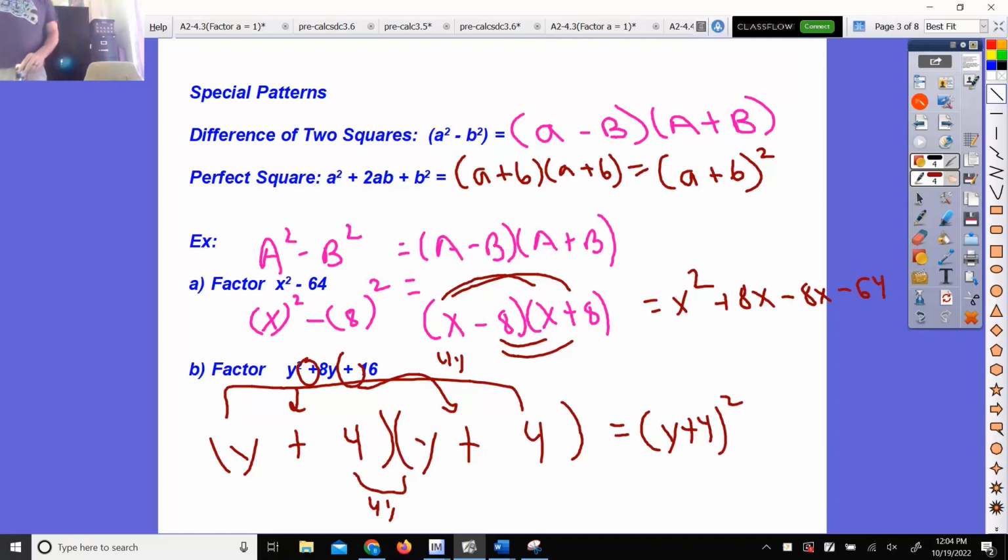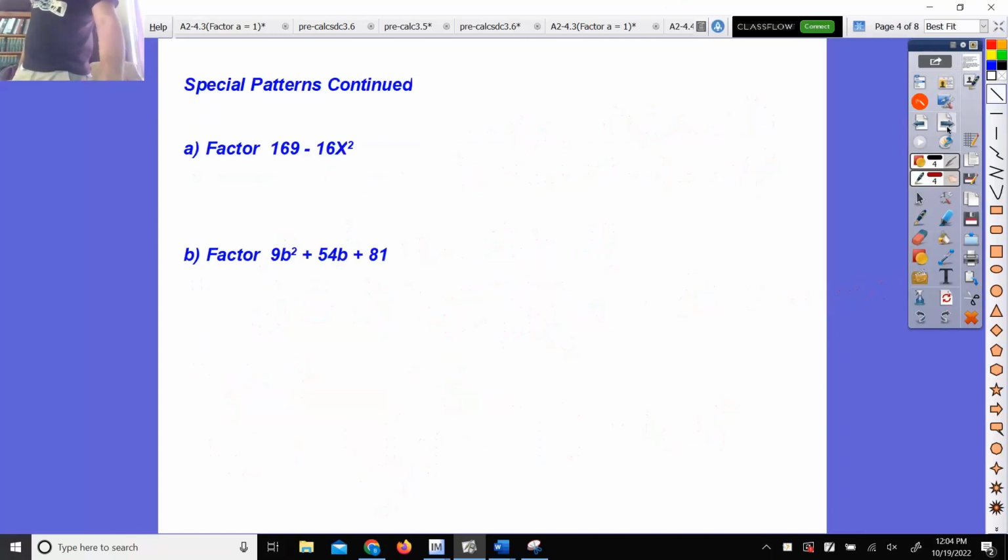All right, any issues so far? 2 more, and then there's some you try. Hopefully I can get to the zero product property. If not, it's fine. I already made the notes out with it.